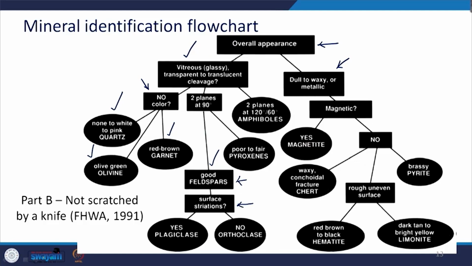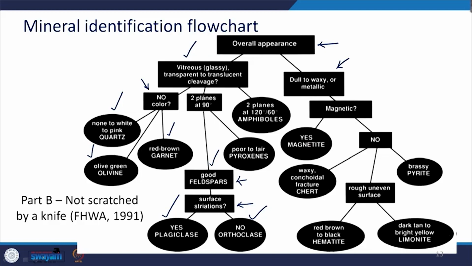Surface striations are a kind of impression on the surface which can be because of the movement of ice, for example a glacier. Okay. So, if it is present, then it is plagioclase, otherwise it is orthoclase.